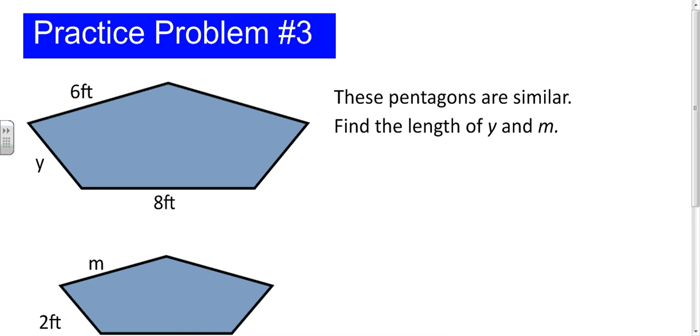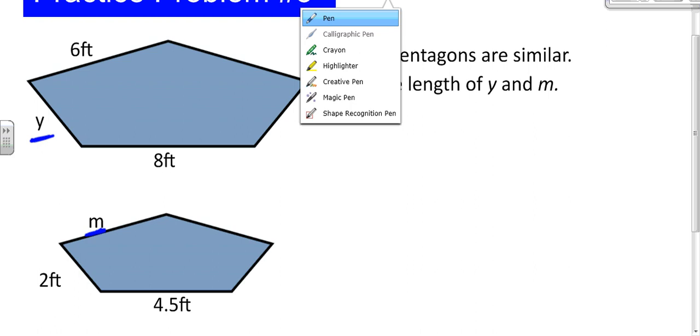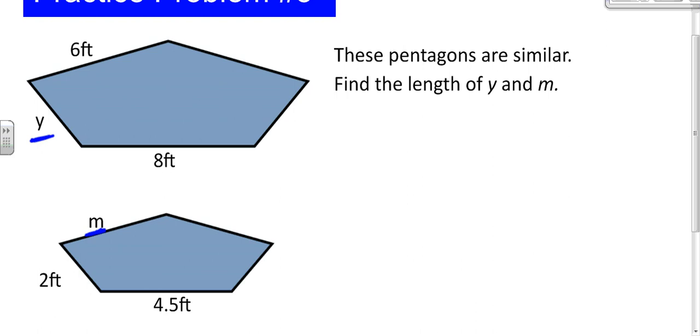And finally, in this last problem I see that these pentagons are similar to each other, and I also have to find the length of Y, and I have to find the length of M. In this case, I'm going to need to set up two proportions in order to do this, and I just want to solve for one variable at a time.